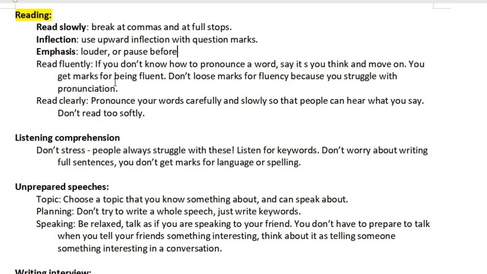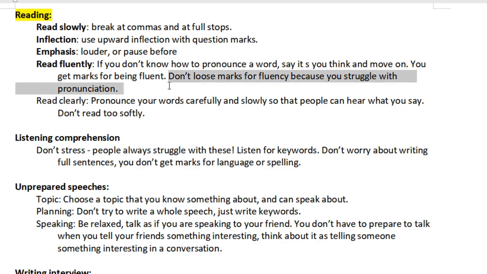All right, then fluency is important. For your marks, you get marks for fluency and also for pronunciation. But I don't want you to compromise both marks. So if you're struggling to pronounce something, rather go for fluency. Then you're going to lose marks on pronunciation, but you're going to gain marks with fluency.